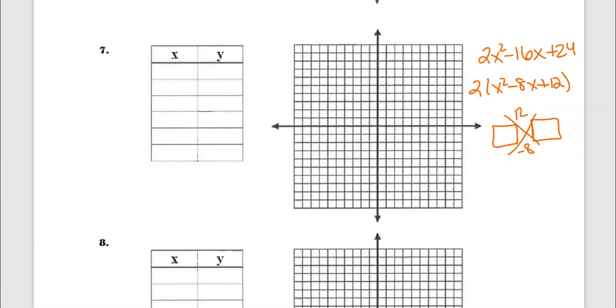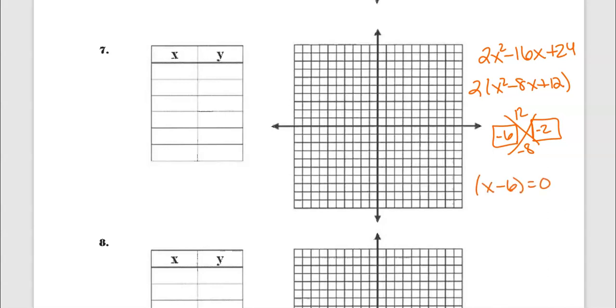What do you think? Multiply for 12, add to give you negative 8. Okay, what kind of a 6 and what kind of a 2? There you go, both negative. Does that mean my x-intercepts are at negative 6 and negative 2? No.